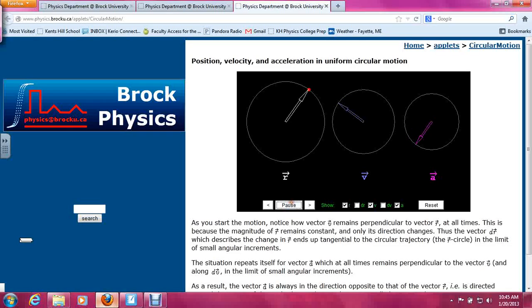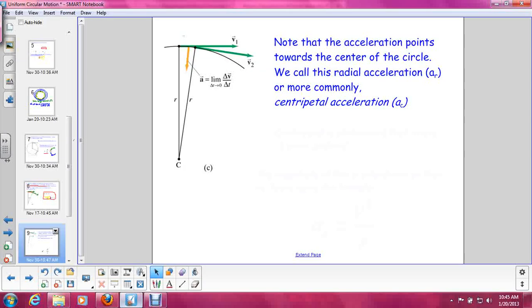If I play this again, the purple arrow, or acceleration, is always pointing opposite the direction of the white arrow. And that is telling us that in order to keep that red dot moving around and around in a circle, it needs to be accelerating toward the center all the time. We call this acceleration pointing toward the center, this guy right here, centripetal acceleration.